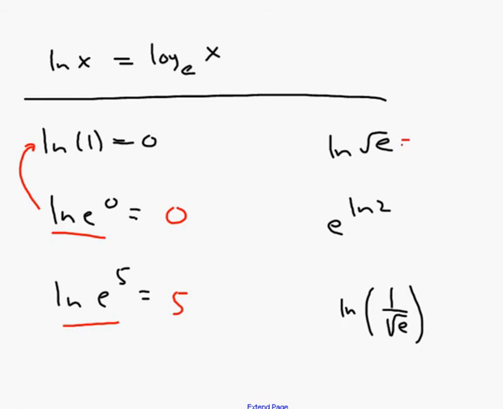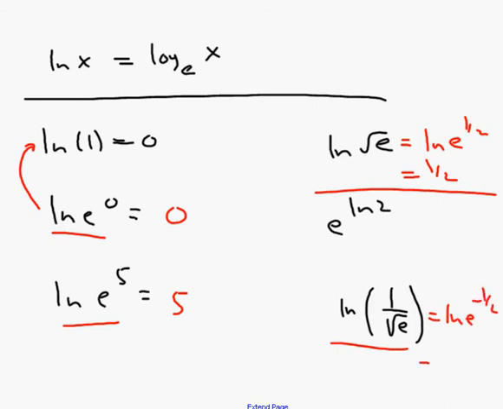What power do you have to put on e to get square root of e? Is really saying, what power do you put on e to get e to the 1/2 power? Well, that's 1/2. Okay, let's skip down to this one here first. Let's think of that as the ln of e to the negative 1/2. And once you do that, it's another silly question. What power do you put on e to get e to the negative 1/2? Well, negative 1/2. All right.